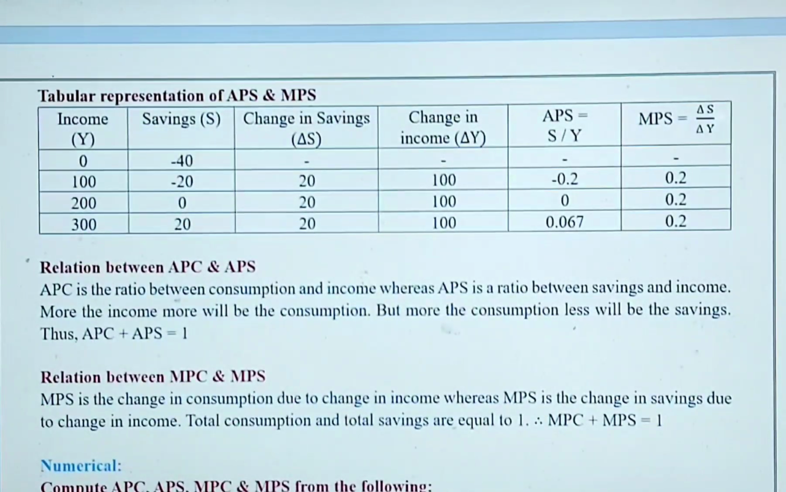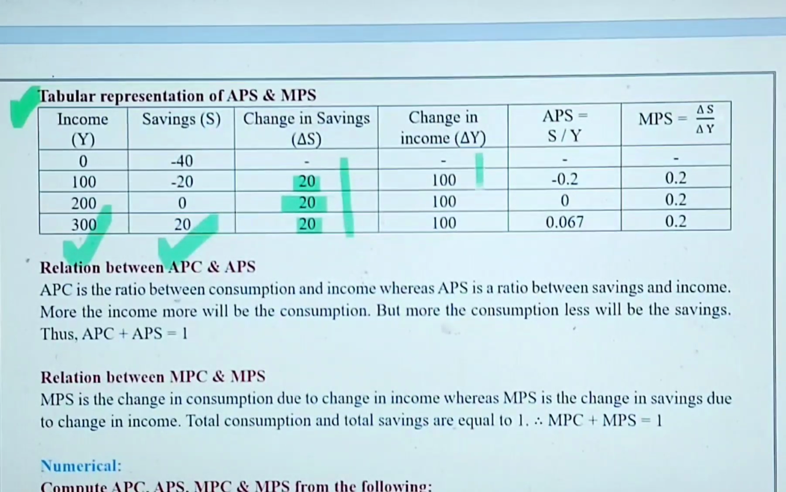Okay, now let's try to understand this with the help of a table schedule. In this schedule we have income, savings, change in savings, change in income, APS, and MPS. If in the exam you are given income and savings and asked to find APS and MPS, how will you do that? These two things will be given to you in the exam. To find change in savings, we take, like, minus 20 minus 40. When you solve that, you get plus 20, then 0 minus 20, you get plus 20 again. Like that, 20 minus 0, you get 20 again. So this is the change in savings.